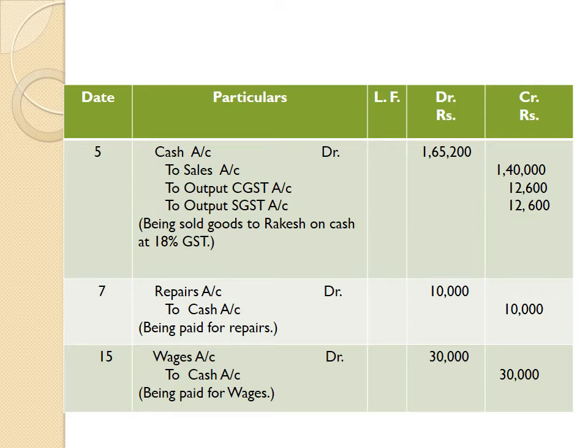So cash account debit 1,65,200 to sales account 1,40,000 to output CGST account 12,600 to output SGST account 12,600, being goods sold to Rakesh on cash at 18% GST.